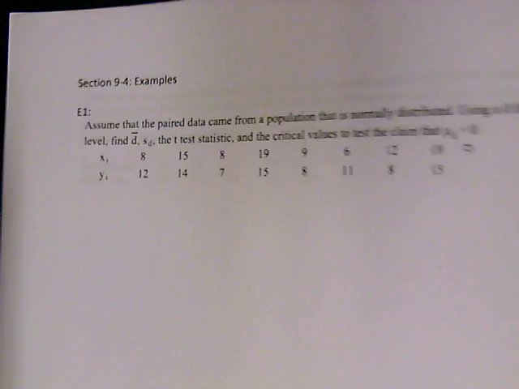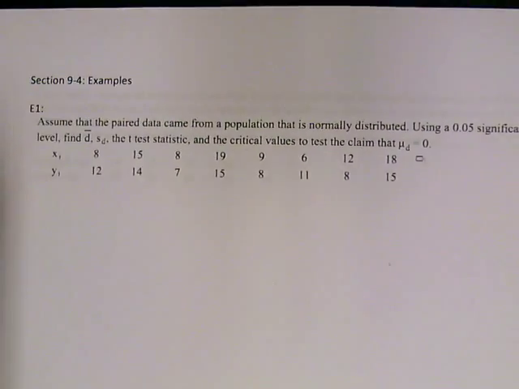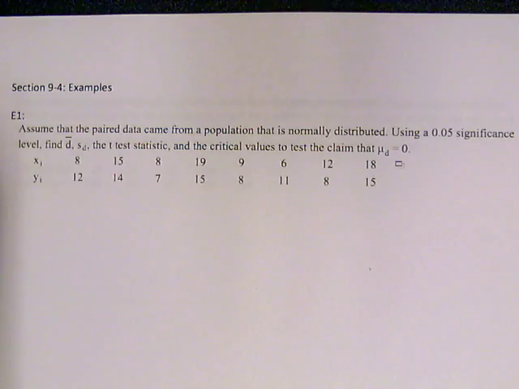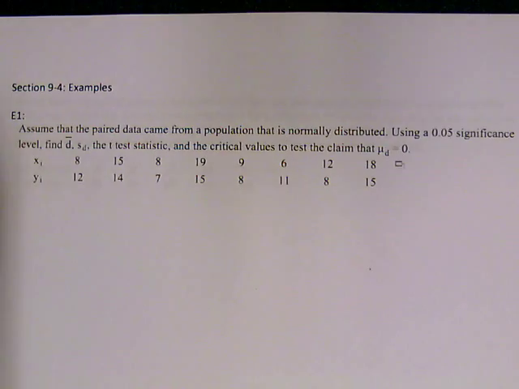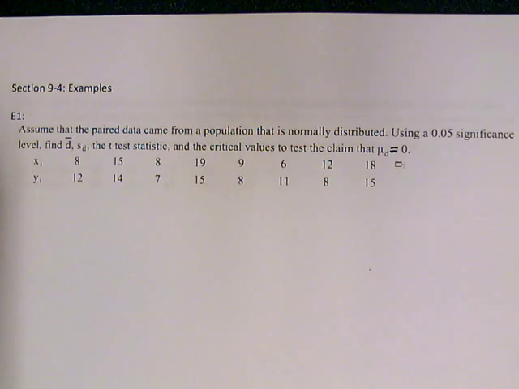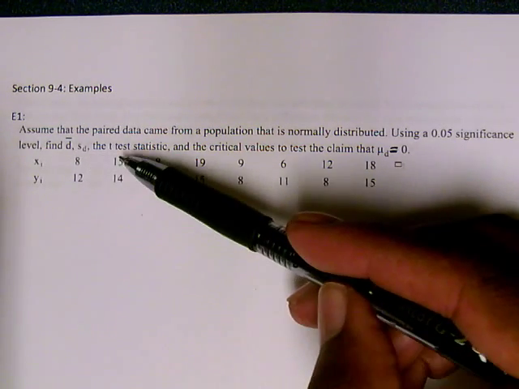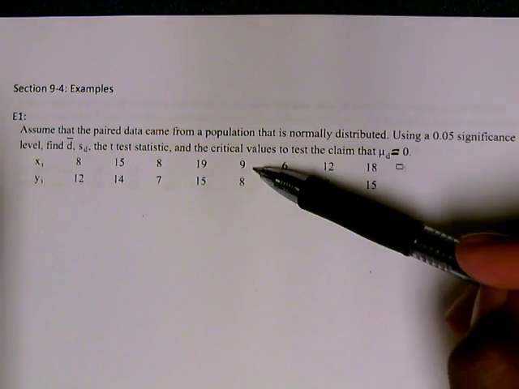Alright, so now let's start with this first example that I have here. Assume that the paired data came from a population that is normally distributed. Using a 0.05 significance level, find d bar, s of d, the t-test statistic, and the critical values to test the claim that mu sub d equals 0. And this right here is an equal sign that I need to mention. Here you have xi and yi. These are your x and your y values, your paired sample data.